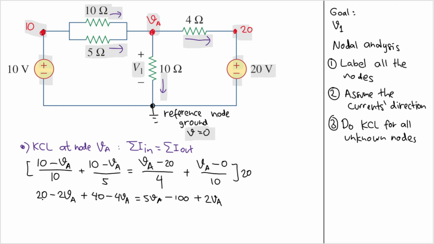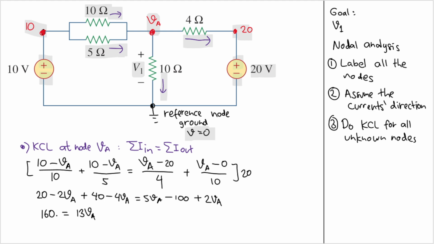Okay, let's do that. 20 plus 40, that will be 60. And then 60 plus 100, I will have 160 on the left-hand side. And then on the right-hand side, I will have 5 plus 2, that will be 7. 7 plus 2, that will be 9. And then 9 plus 4. What is 9 plus 4? 13. Yeah, I will have 13 VA.